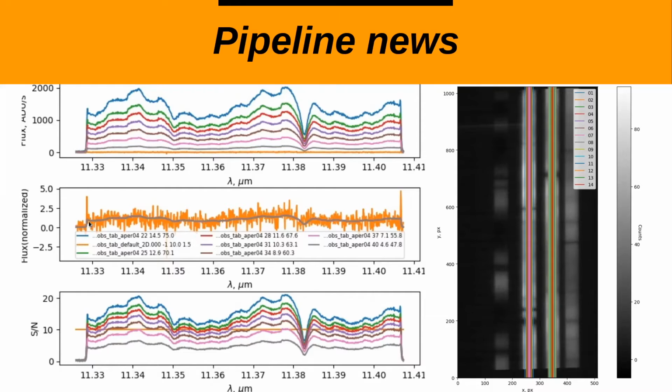Just for the sake of demonstration, I also did optimal extraction versus aperture extraction with an external tool. The orange line is a spectrum extracted with IRAF, and you can see the difference is enormous in terms of signal to noise. The scatter is much smaller with optimal extraction.